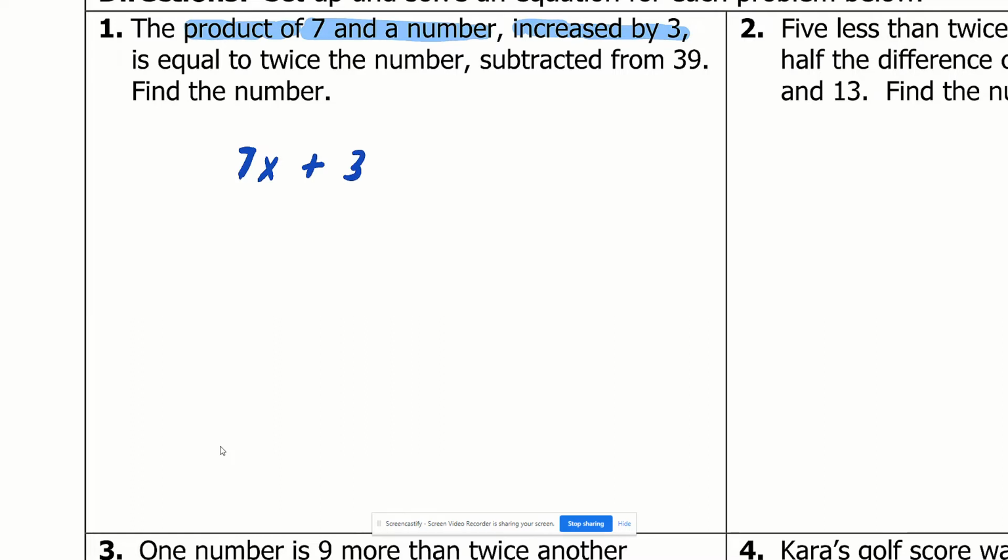And then it says is equal to. Isn't that key? What does that is equal to tell me? Put your equal sign. Okay, that divides the problem into two sides. Now let's see what's on the other side. Twice the number. How do I write twice the number? 2x.